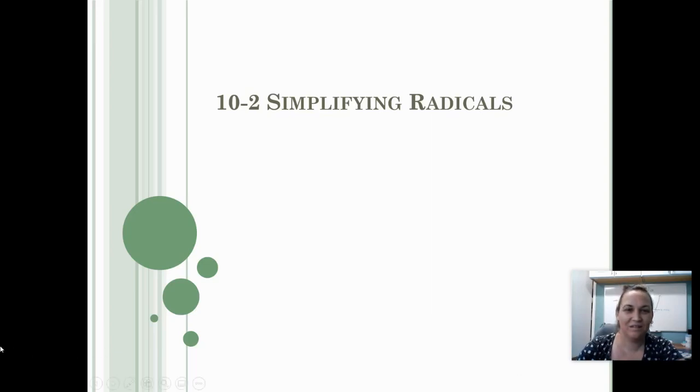Hi guys. We are continuing with section 10-2, but there's multiple parts to this section. So today we're going to start focusing on what happens when you have square roots in a fraction. We will be spreading this concept of fractional square roots across 3 days so we fully understand it.